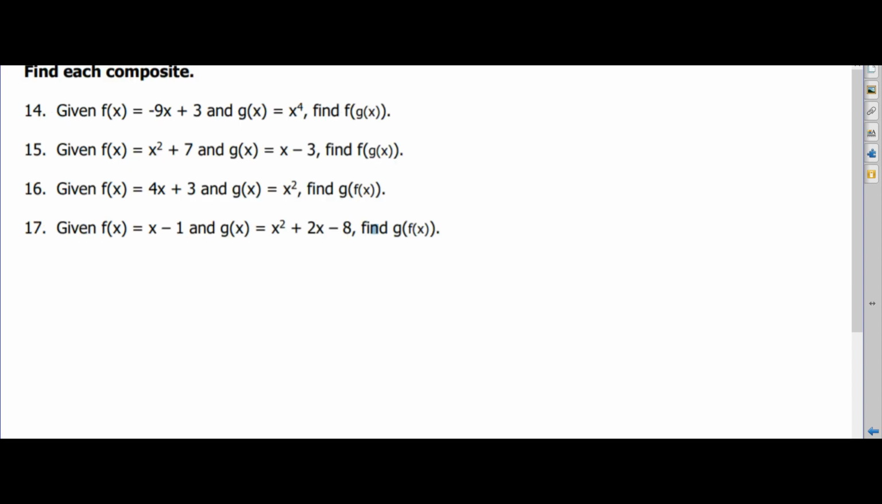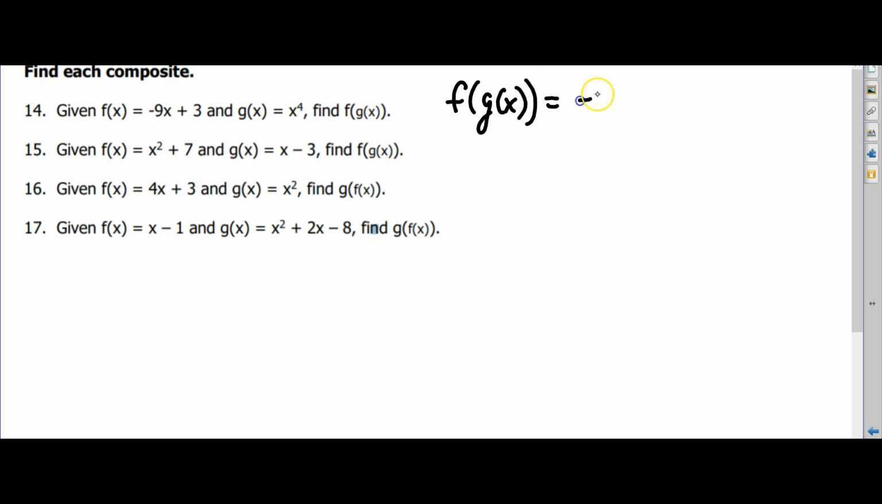So here we want to find the composite of each function. So it says, given that f of x is negative 9x plus 3 and g of x is x to the 4th, find f of g of x. So when we find f of g of x, what we want to do here is write out the f function, and everywhere I see this x, I'm going to put a set of parentheses.